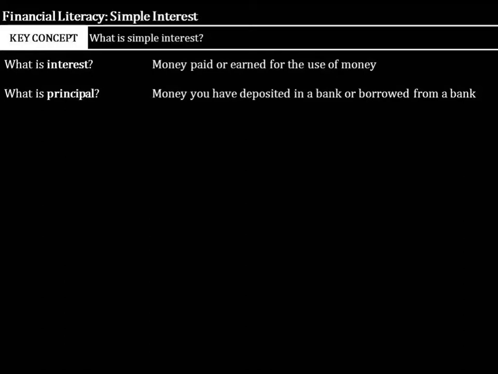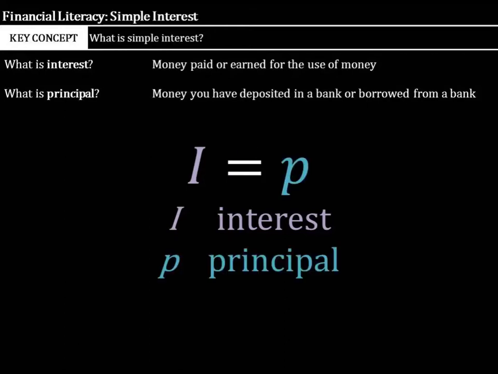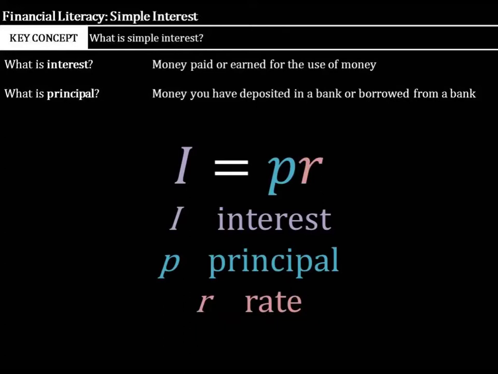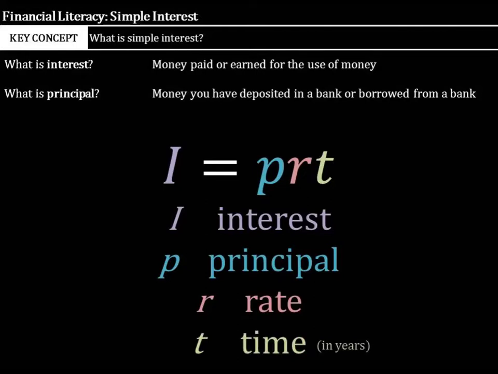Or if you're saving money and you put the money in the bank, well, the bank's going to use that money to save themselves. And they'll pay you interest to use that money. Now, we have a simple interest formula that we can solve for, where I is interest, P is the principal, R is the rate as a decimal, and T is the time, and the key here is that time has to be in years.